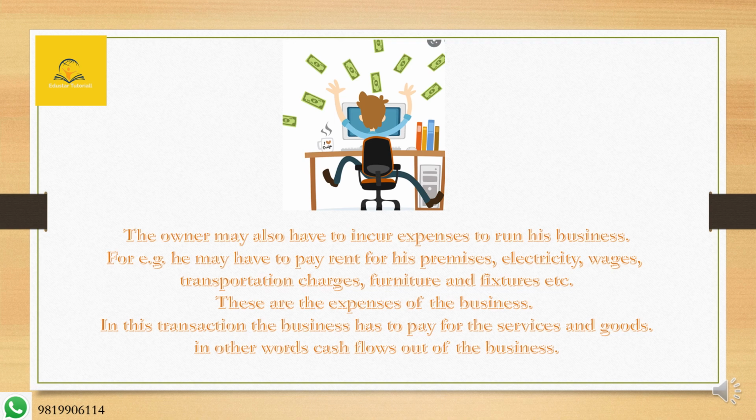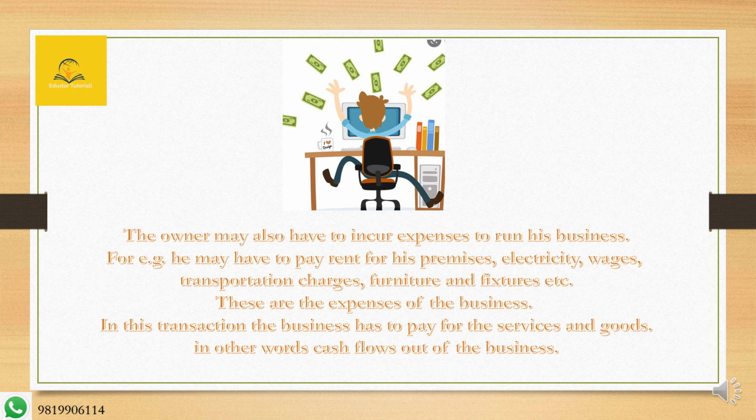Now, there is an inflow of cash, but also there is an outflow of cash. How is there an outflow of cash? Because the owner will also have to incur certain expenses, like rent for his premises, electricity, wages, furniture, fixtures, etc. While running the business, he will need to incur expenses which are one time, such as the premises and the furniture and fixtures, but there will also be certain regular expenses, such as rent, electricity, wages, salaries, etc., in order for the business to run smoothly.